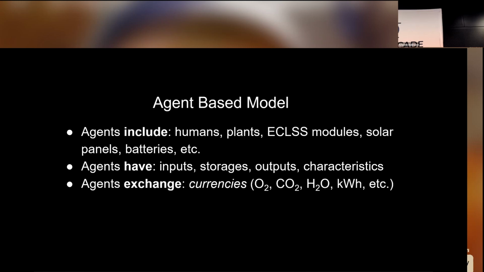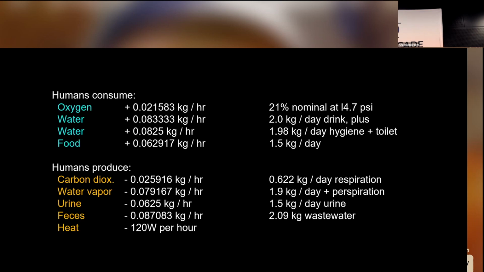We also have characteristics, such as deprivation. A human cannot go more than 21 days without eating, or 3 days without drinking. All these agents have these characteristics so that we know how they behave. And the agents also exchange what we call currencies. We have oxygen, CO2, kilowatt hours, water, and they keep exchanging in a loop.